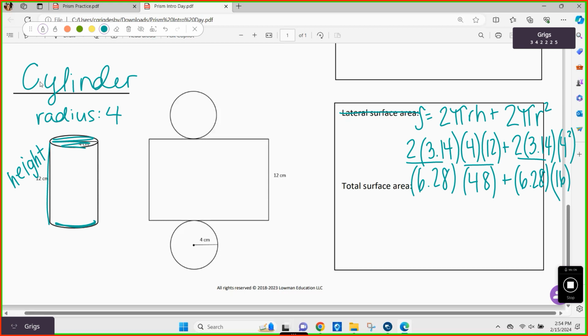Alright, so now I'm going to keep just multiplying. 6.28 times 48. Hold it up when you have it. What'd you get, Emiliano? 301.45. Do y'all agree? Yes. Alright, and then I'm going to add it to 6.28 times 16. Hold it up when you have it. Taylor. 100.48. Okay, so now let's add them together. What do I get when I add them together?